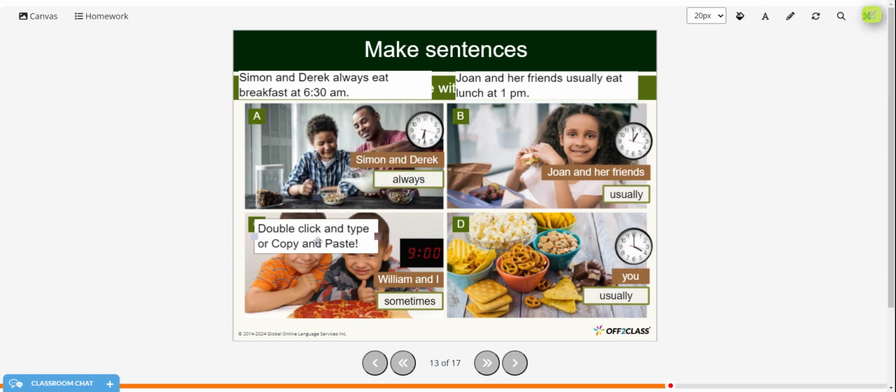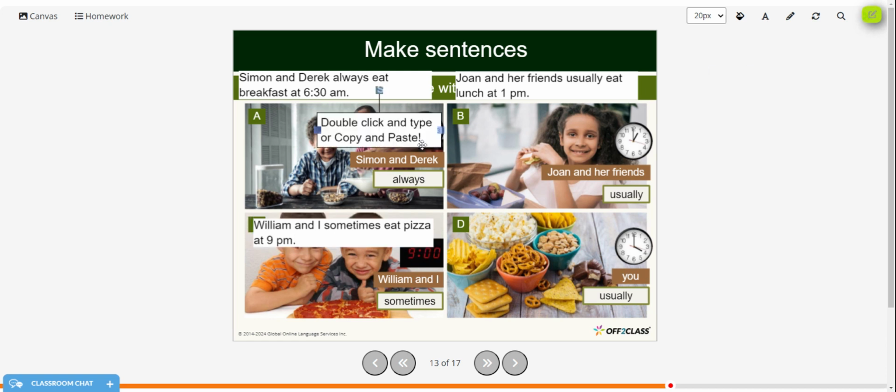Letter C. William and I sometimes eat pizza at 9 p.m. And the last one.